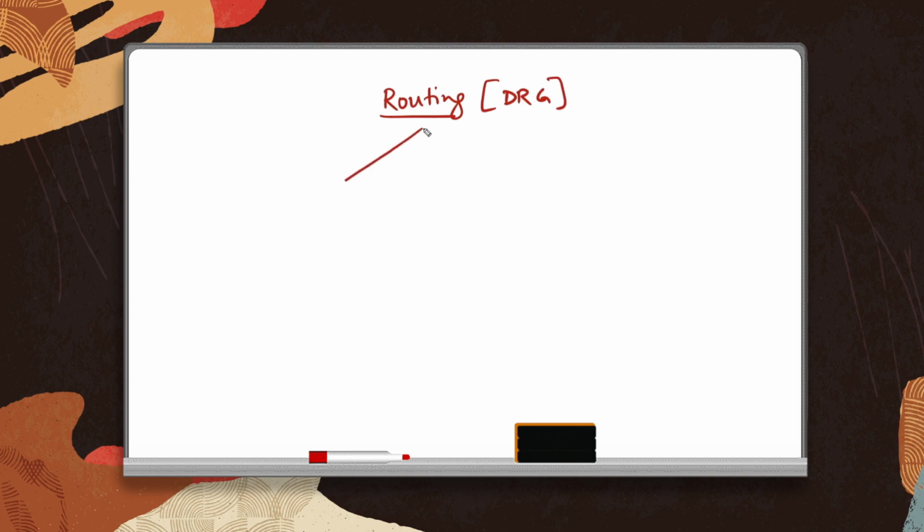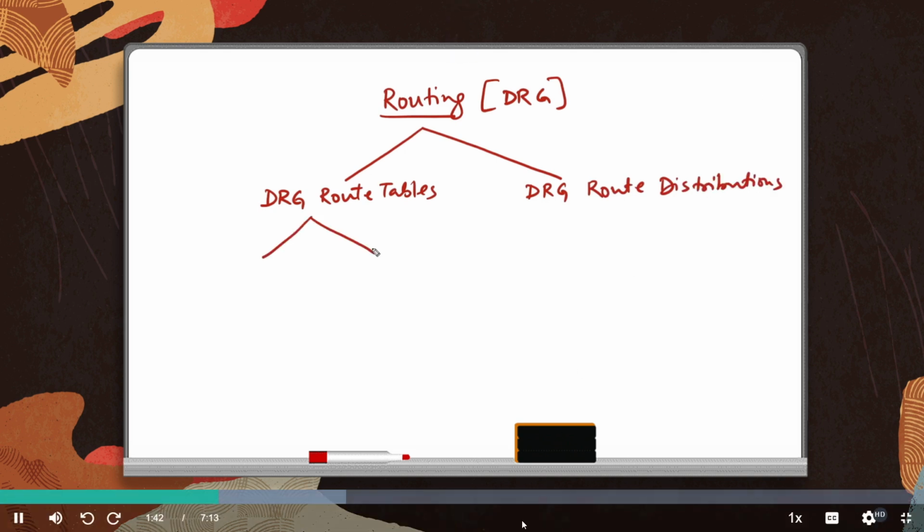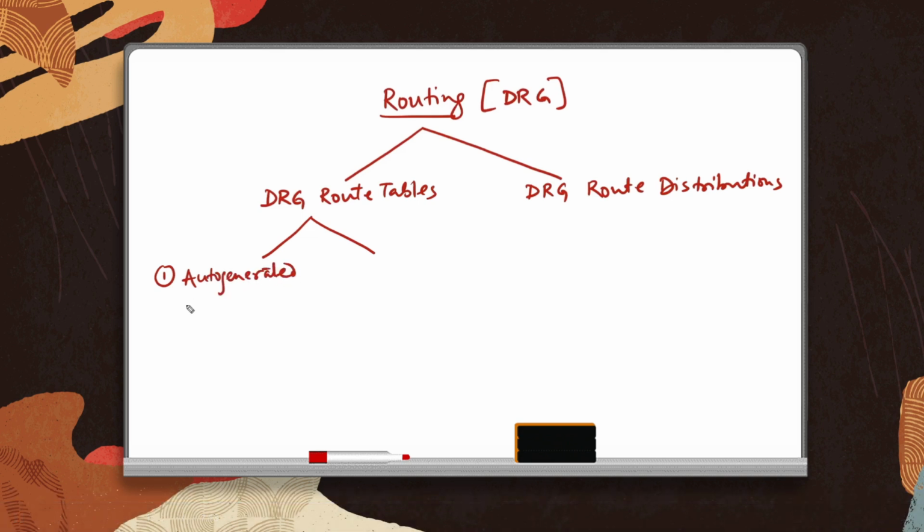So there are two entities by which we can control routing. The first entity is DRG route tables, and the second entity is DRG route distribution. There are two route tables which are automatically created when you create a dynamic routing gateway. So the first route table is auto-generated DRG route table for RPC, virtual circuit, and IPsec attachments.